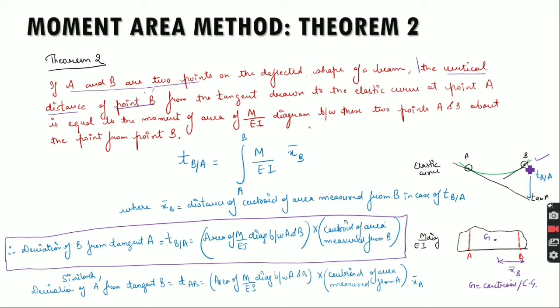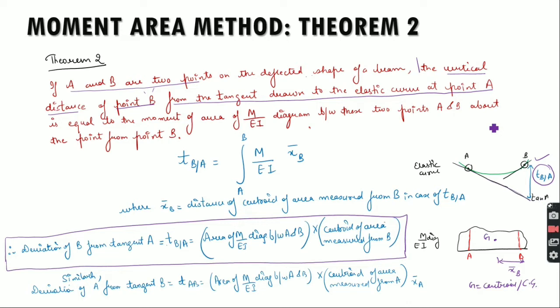The vertical distance of point B. Here is the point B, and this is the vertical distance from where? From the tangent drawn to the elastic curve at point A. So if I draw a tangent at A to this elastic curve, and if I calculate the distance of B from this tangent, then that will be represented by TBA. So this is the vertical distance TBA.